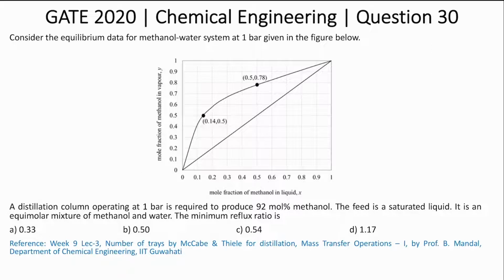Hello everyone. Today we'll be looking at question number 30, GATE 2020 for chemical engineering. Consider the equilibrium data for methanol water system at 1 bar given in the figure below.